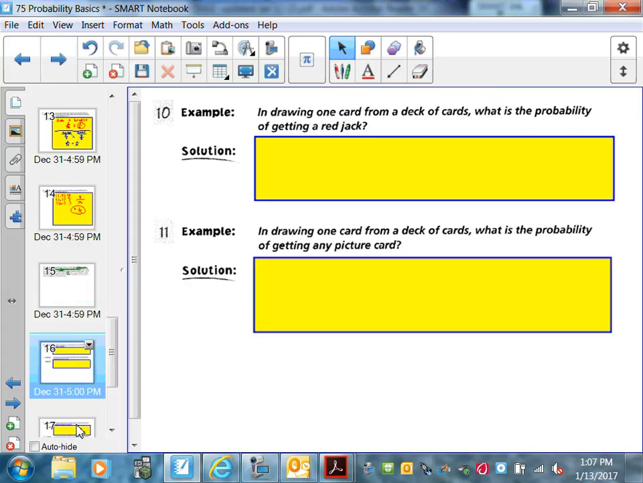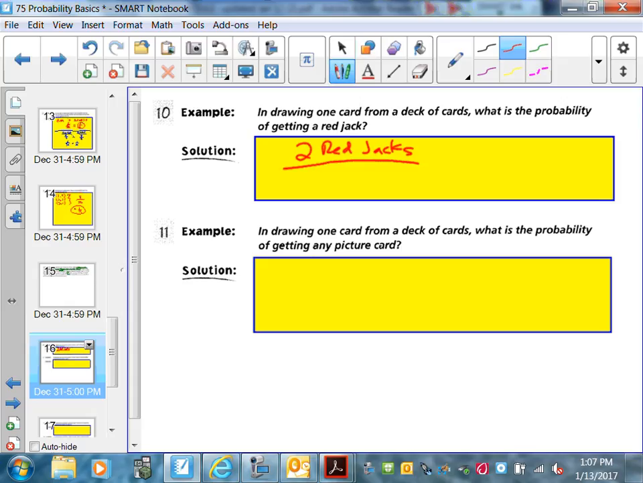You're drawing a card from a deck of cards. What's the probability of getting a red jack? So you ask yourself, how many red jacks are there? There's 2 red jacks. Out of how many? 52 total cards. So that would be 1 out of 26.